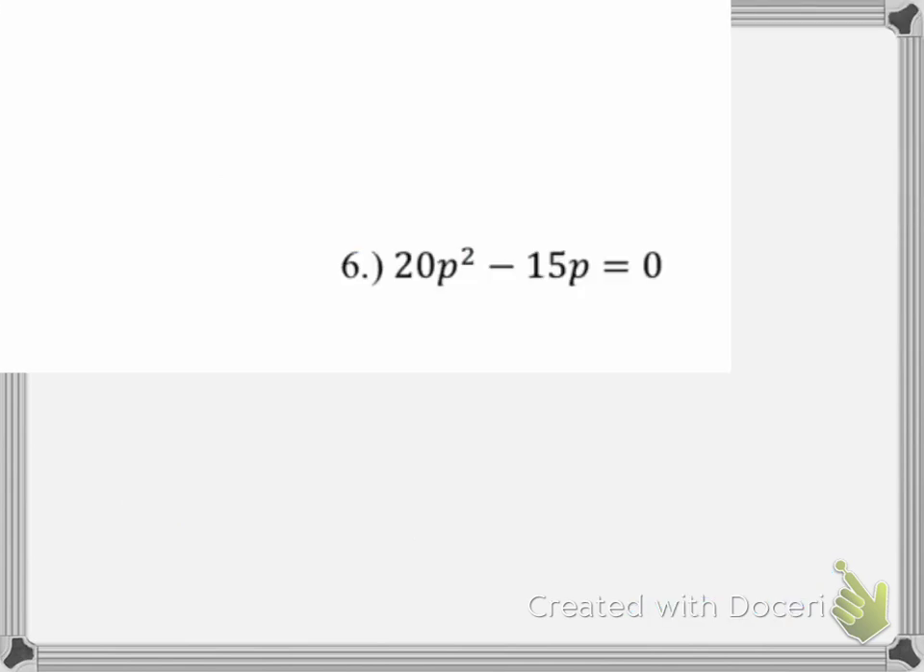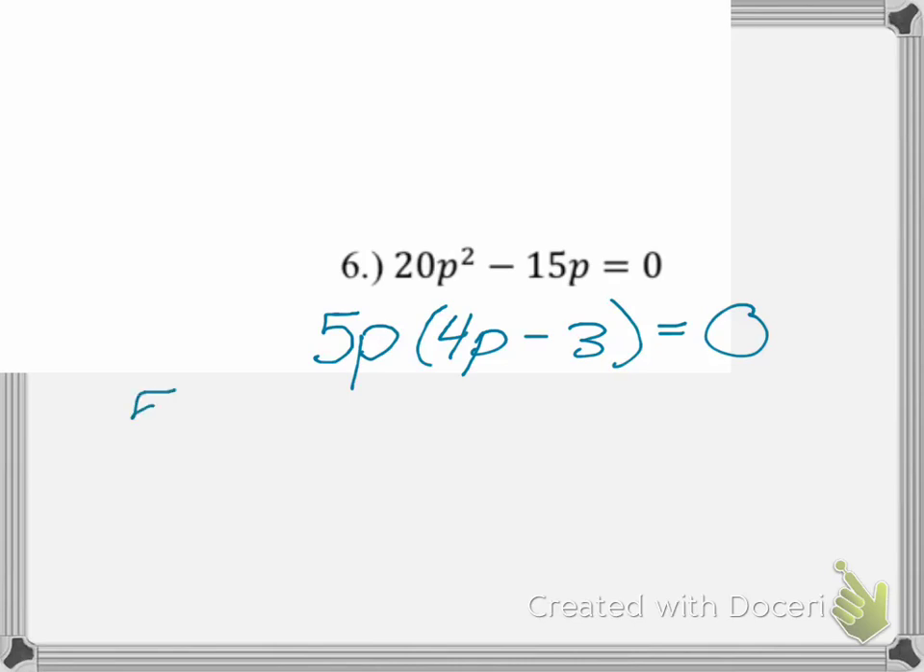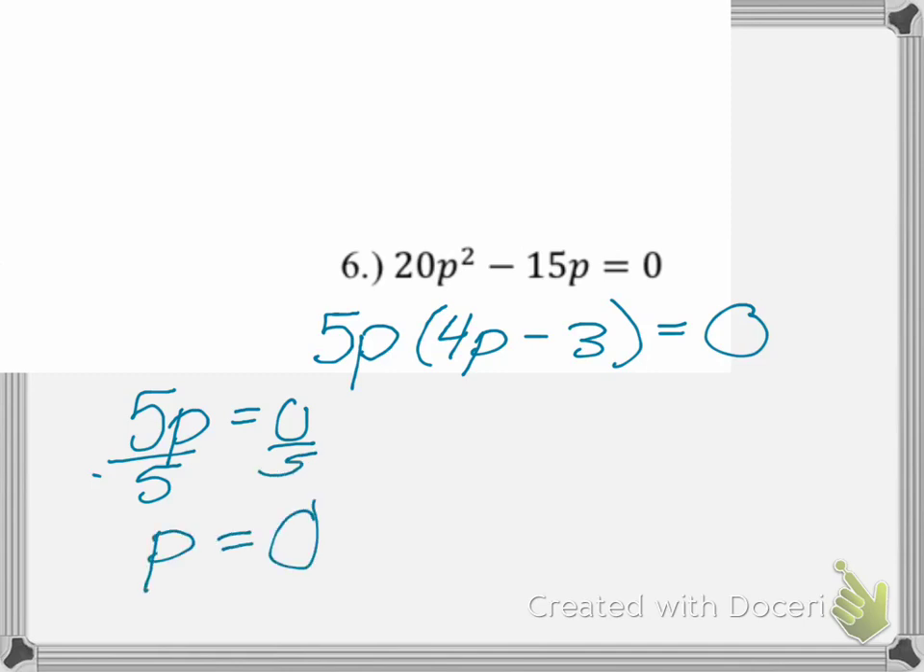And then number 6. It's already set equal to 0, so that's nice. So I can go ahead and just factor out a GCF, and that GCF would be 5 and a p. That leaves me with 4p minus 3 is all equal to 0. So I'll take the 5p, then I'll set that equal to 0. Divide both sides by 5, so I know p is equal to 0. That's one option.